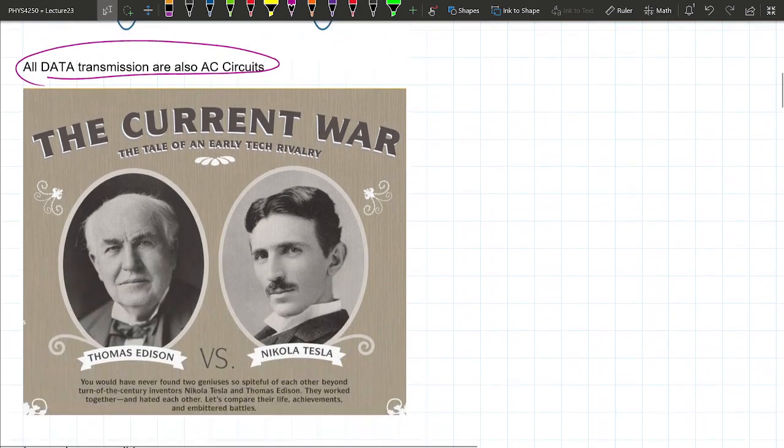Okay, and these 2 guys back in the 1800s were having this thing called the current war, right? And for those of you who are interested in why DC power is actually not a very good way to transfer power back and forth, what do you guys think? Why is DC not a good way to transfer power? Anyone know that? Or have a guess?